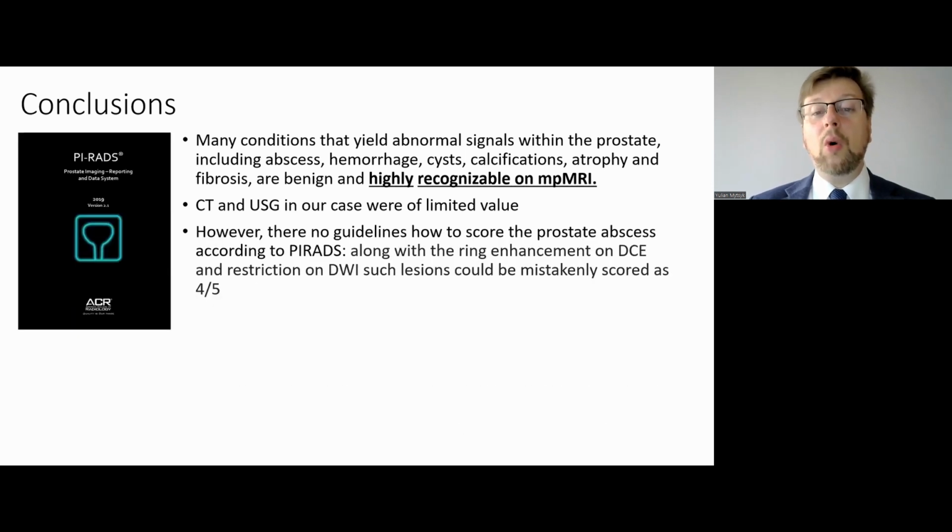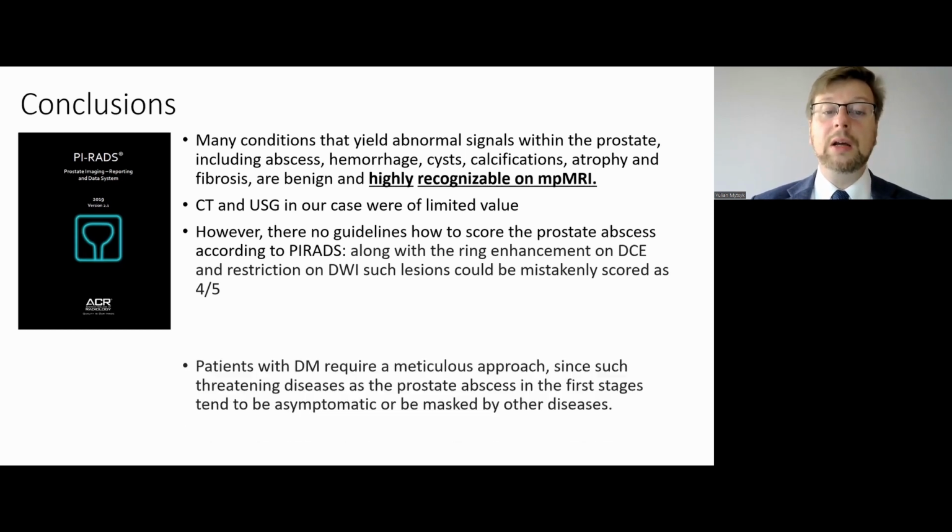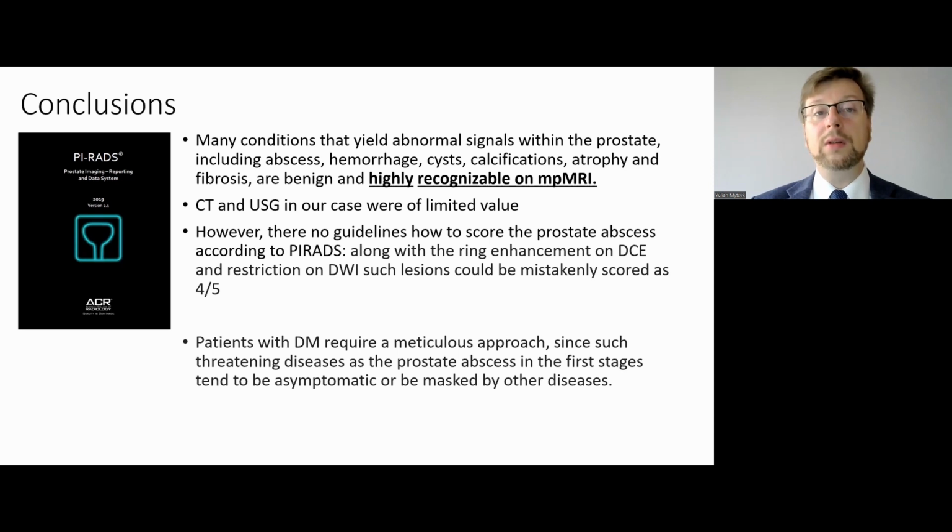However, there are no guidelines on how to score the prostate abscess according to the PI-RADS system, along with ring enhancement on DCE and restriction of diffusion. Such a lesion could be mistakenly scored as PI-RADS 4 or 5, especially if it is located in the peripheral zone. So we must also take into consideration the history of the patient.